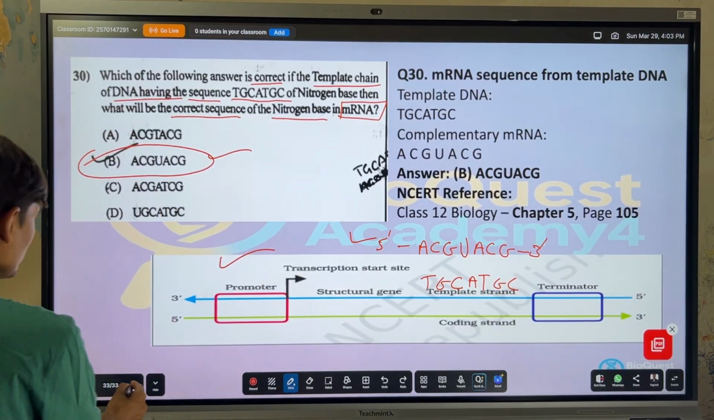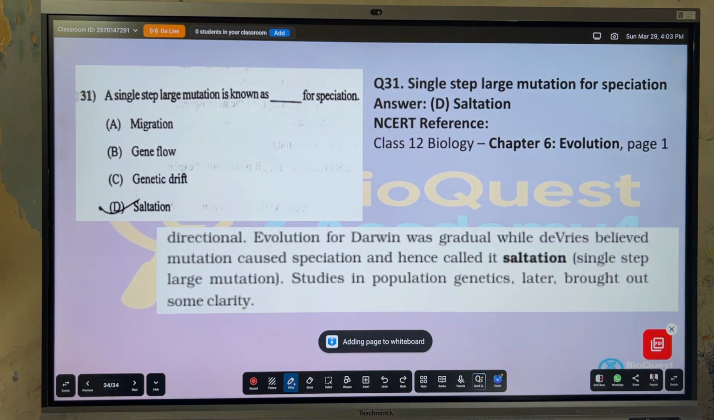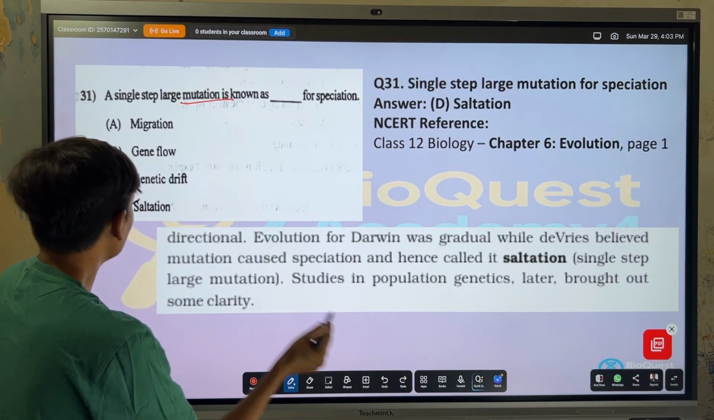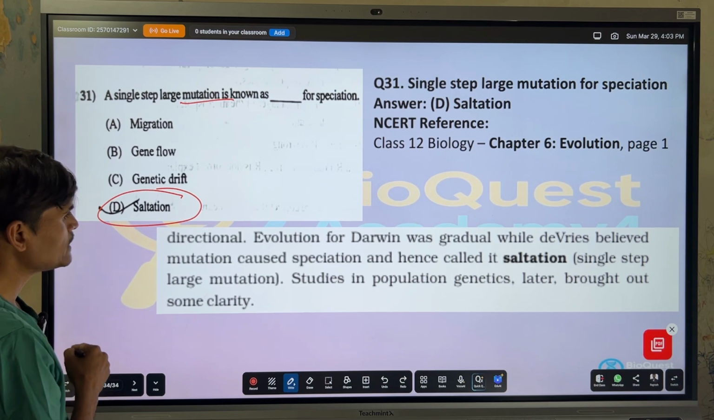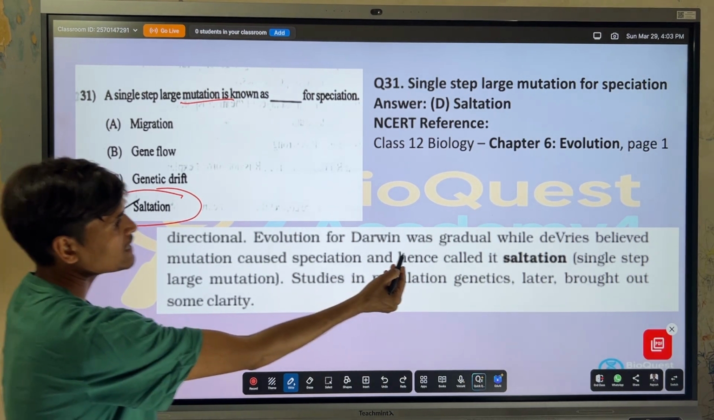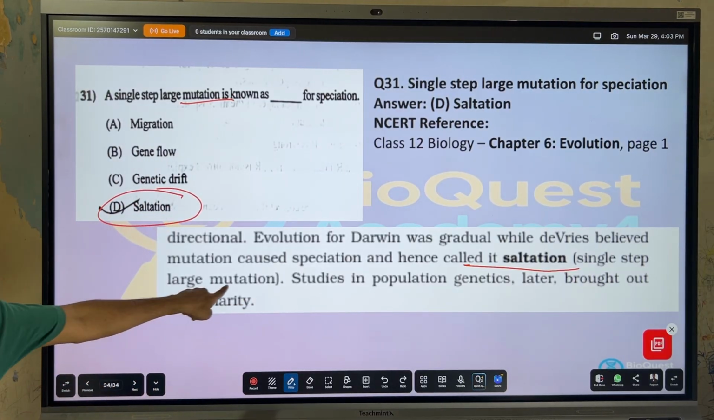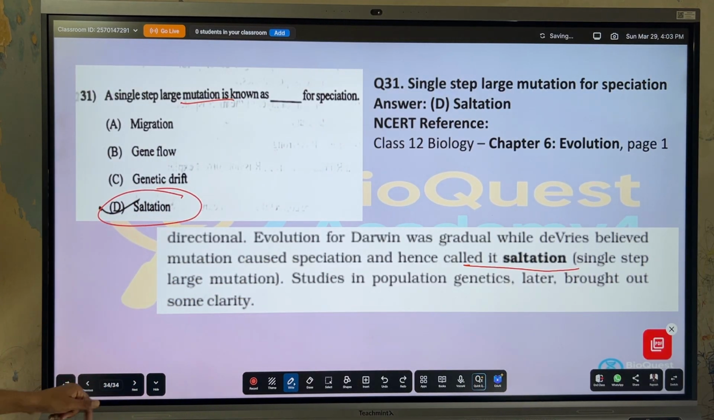Next question, Question 31. A single step large mutation is called as saltation. Where do you see the answer? The answer is here. See, saltation. A single step large mutation is called saltation.